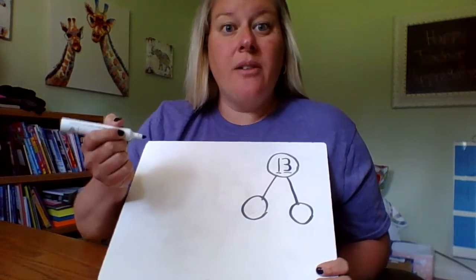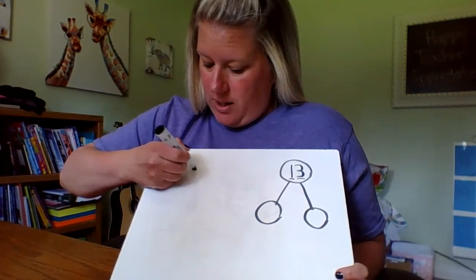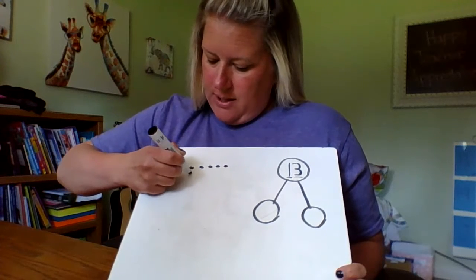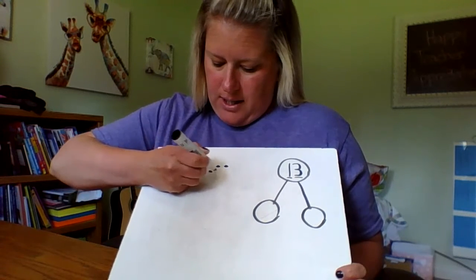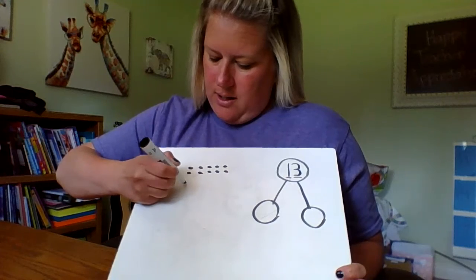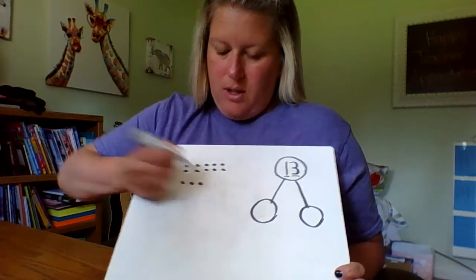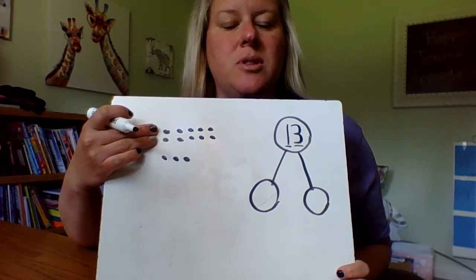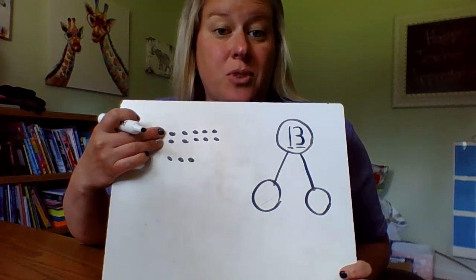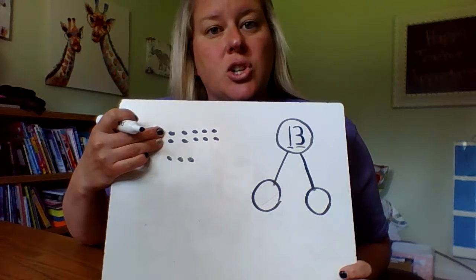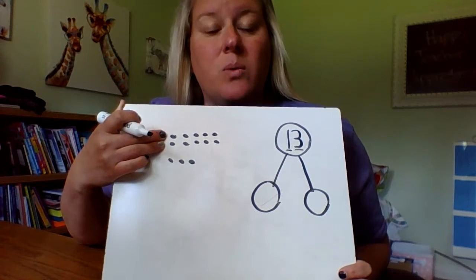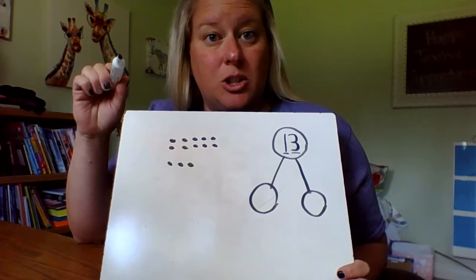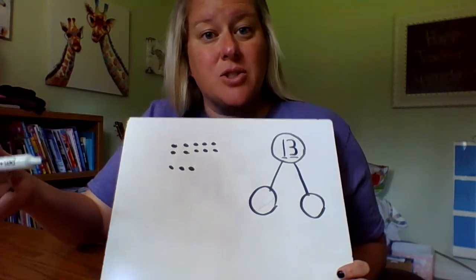So I'm going to draw 13 circles to help me. 1, 2, 3, 4, 5, 6, 7, 8, 9, 10, 11, 12, 13. Okay, and you notice that I kind of drew these circles in almost a ten frame. Okay, so just like before when we were talking about tens and ones, we circled the 10 group and then we had our ones, our extra ones.